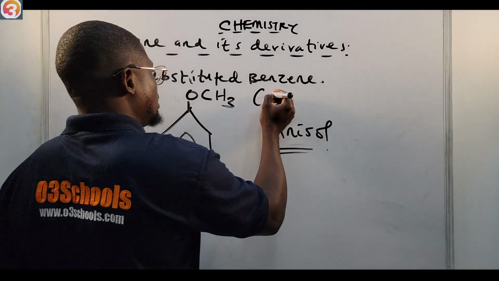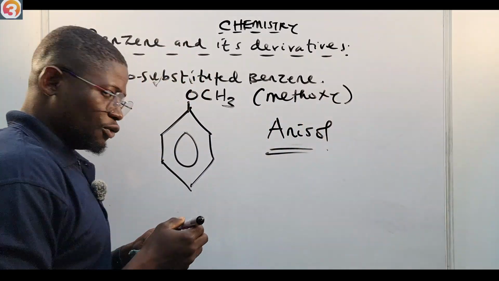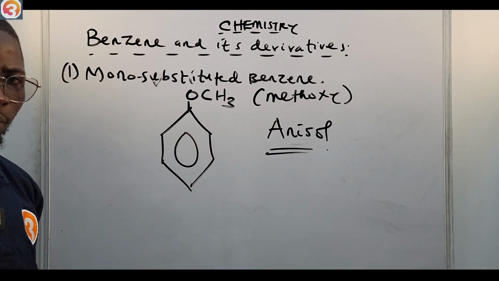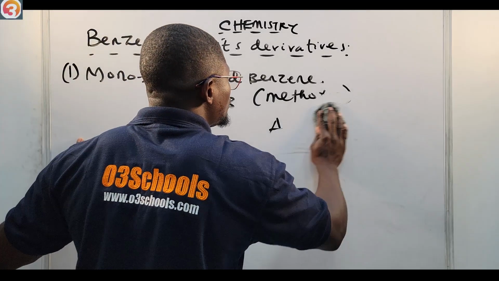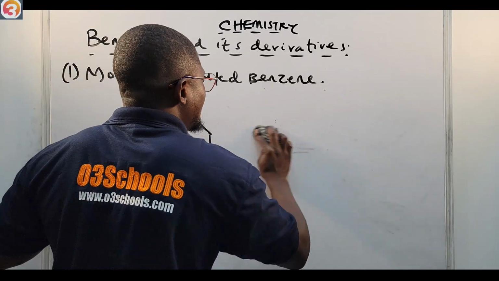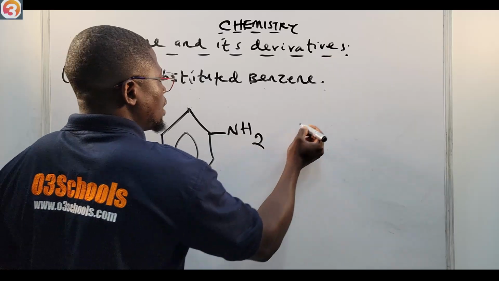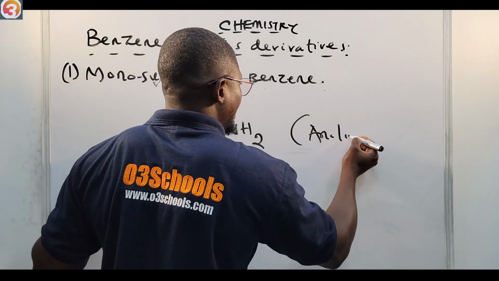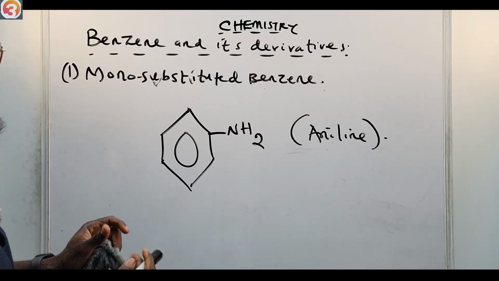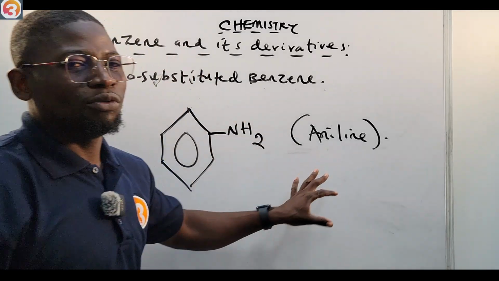Methoxy group. All right. So what about if it's not a methoxy group? Let's say it is an NH2 group. If an NH2 group attaches itself to a benzene ring, we call this one aniline. If you have a benzene ring with an NH2 group attaching itself to that benzene ring, it is aniline.